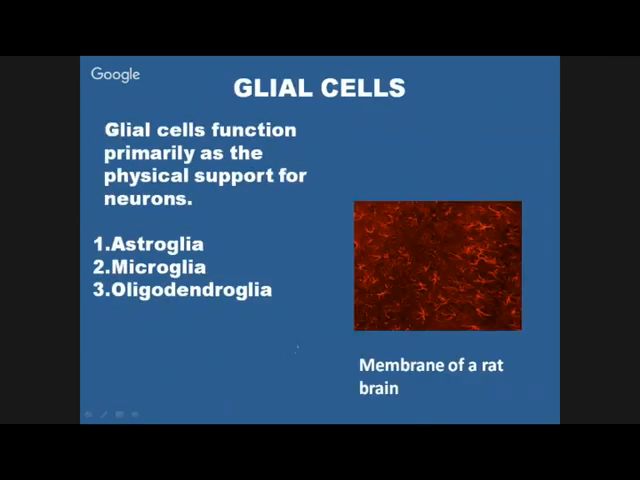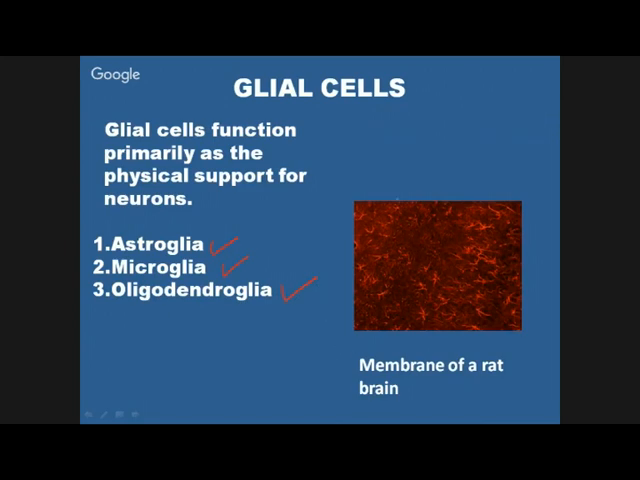Now, besides the neurons, besides this cell or these dendrites or this axon, there are some cells that are present to protect the neurons. Those cells are known as your glial cells. There are various types of cells present, but the main ones are the glial cells. There are three parts of the glial cells. One is your astroglia, another is your microglia, and the third one is your oligodendroglia.